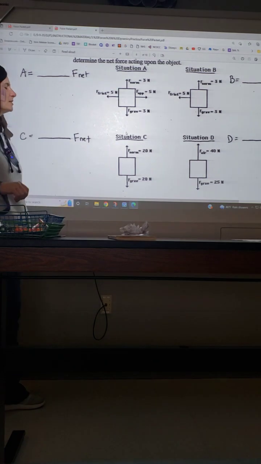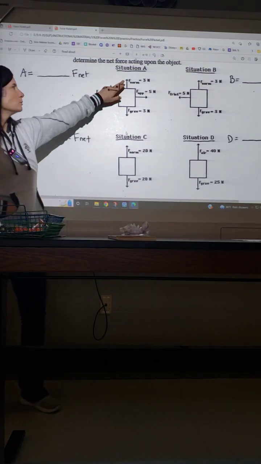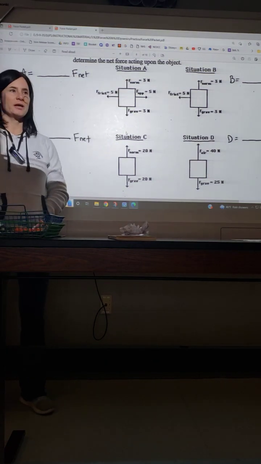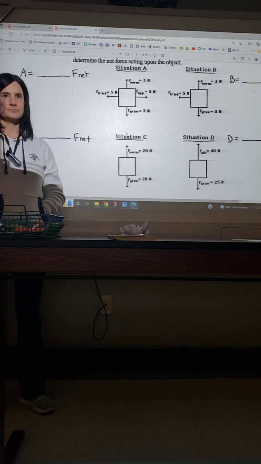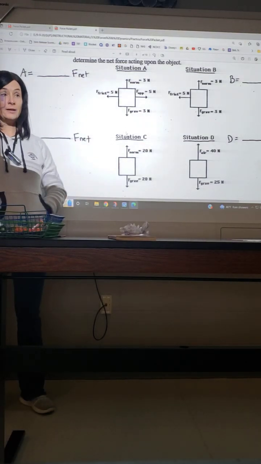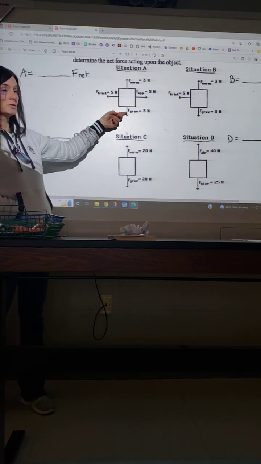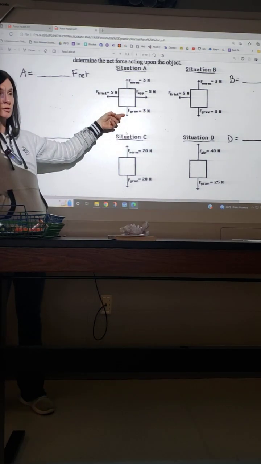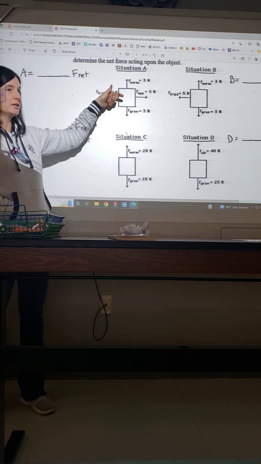So as you look at this, what are you going to do with 3 and 3? Add them or subtract them? Subtract. Because this one's going up, this one's going down, those are opposite directions, so you subtract them. So your net force vertically is 0.